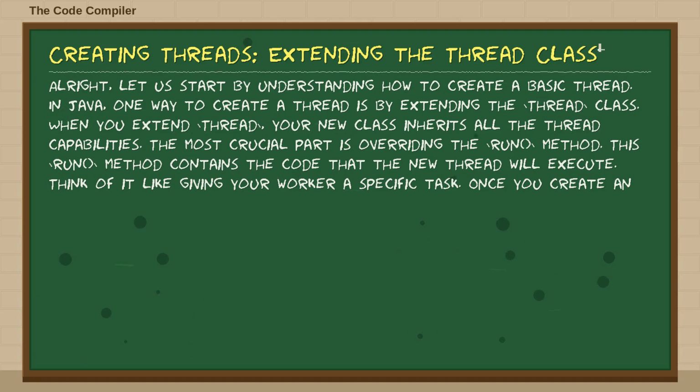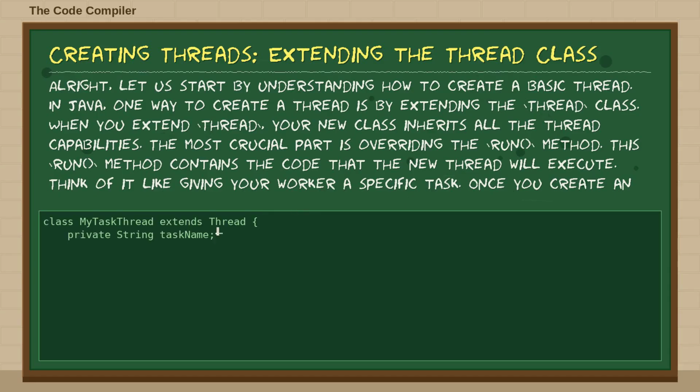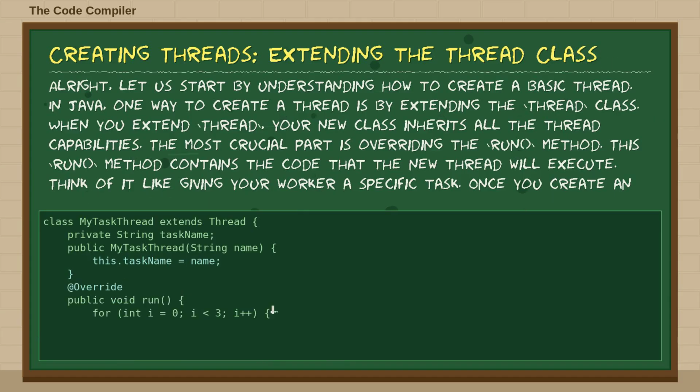Once you create an object of your MyTaskThread class, you simply call its start method, and Java will magically create a new thread and begin executing the run method in that separate thread. Remember, the run method defines the job, and start actually kicks off the new worker.